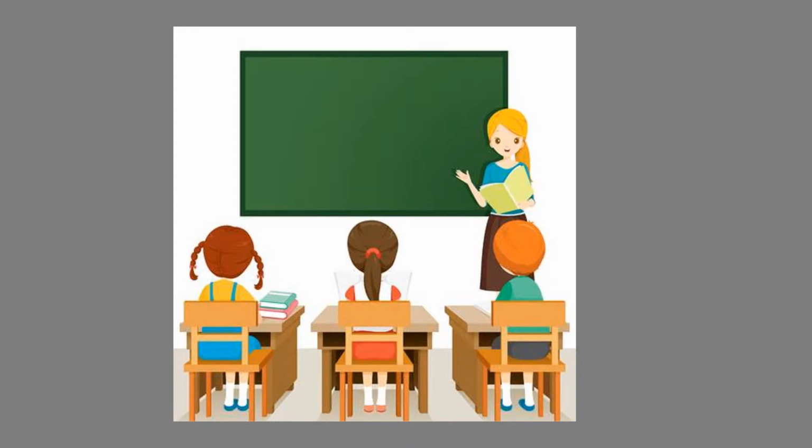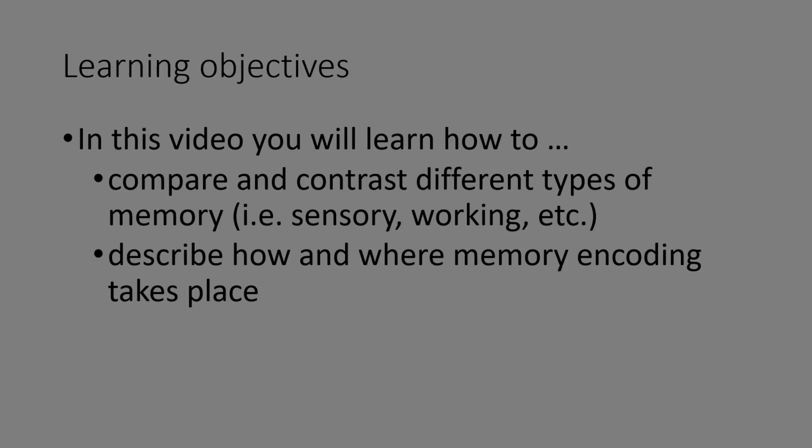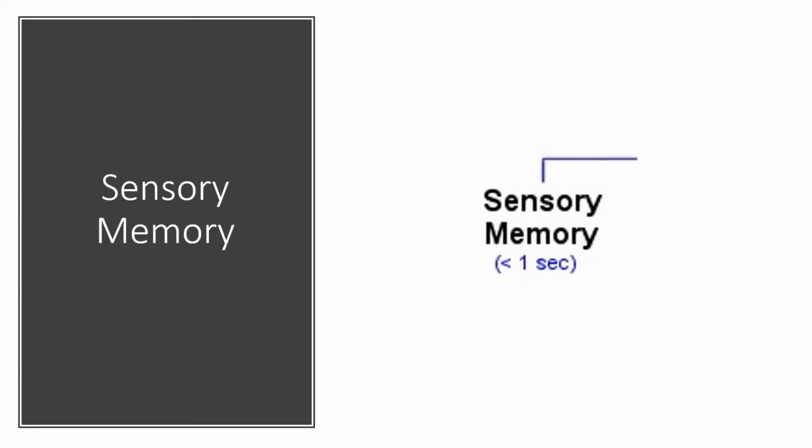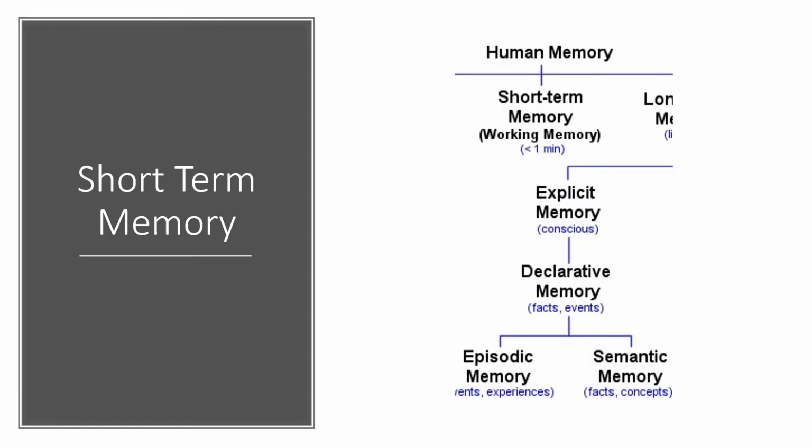Well, do you know how memory is formed? Memory is formed through the process of memory encoding. Let's take a little break to dive into the different types of memory that we have and the process of memory encoding itself. In this video, you will learn how to compare and contrast different types of memory, i.e. sensory, working, and others, along with being able to describe how memory encoding takes place.